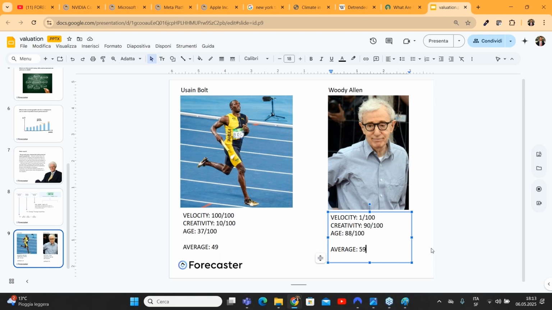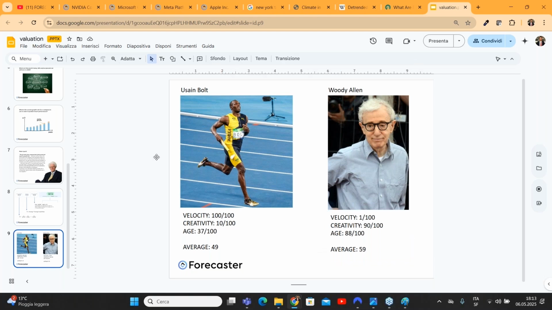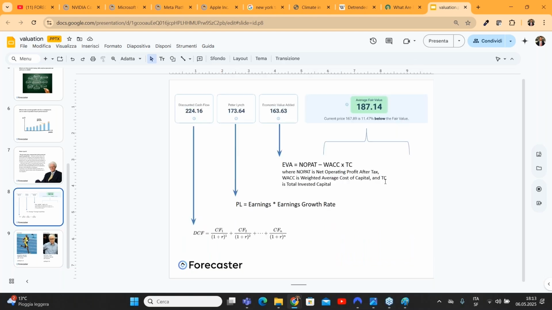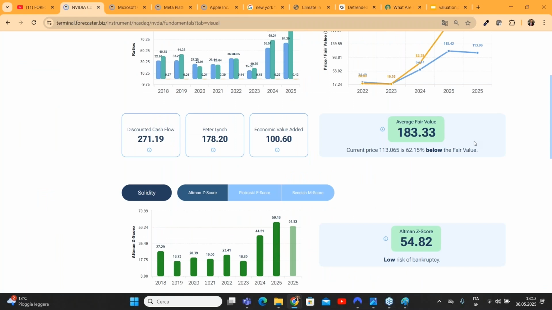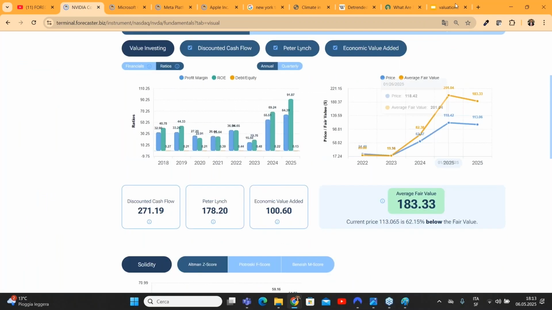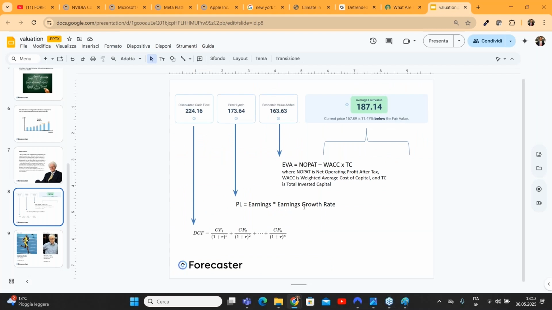This is just an example to let you understand why we use three different approaches, and it's important that we don't put any type of bias inside this calculation. What we use in order to calculate the fair value are exactly the original formulas for every single method. And this is what we do.